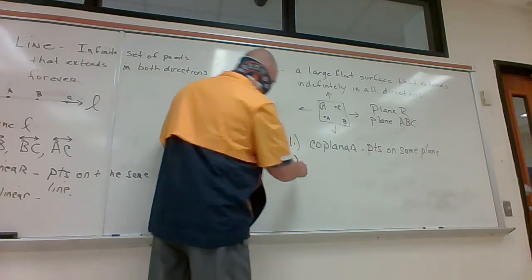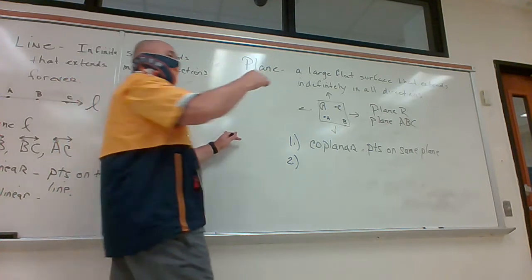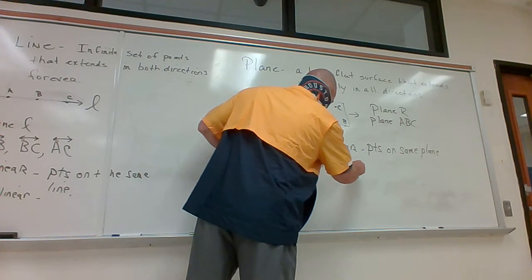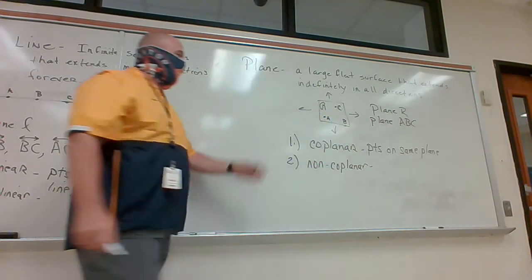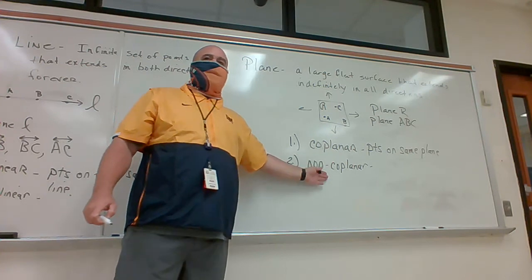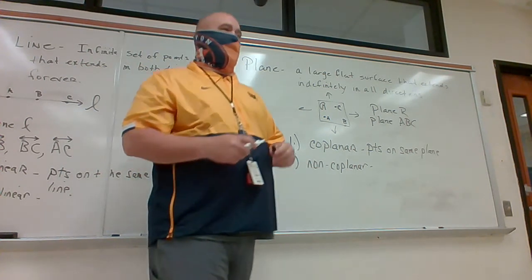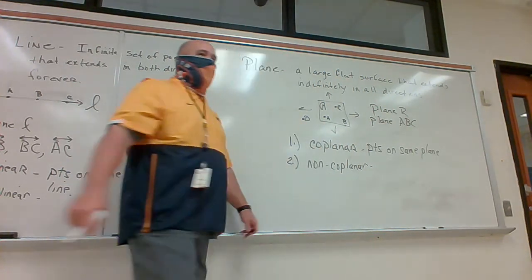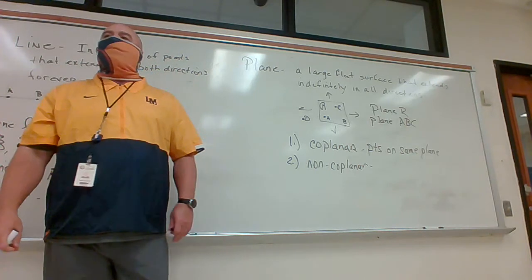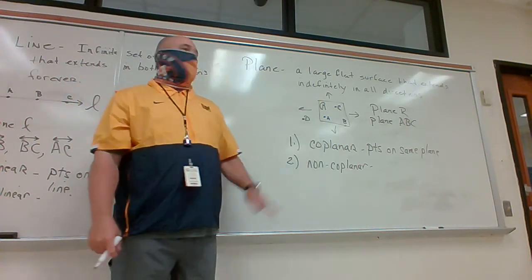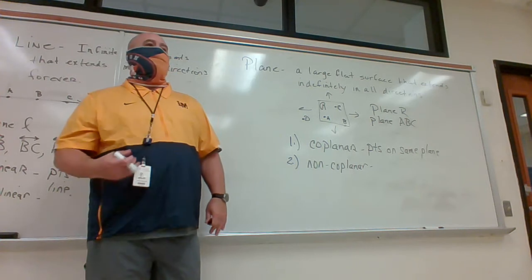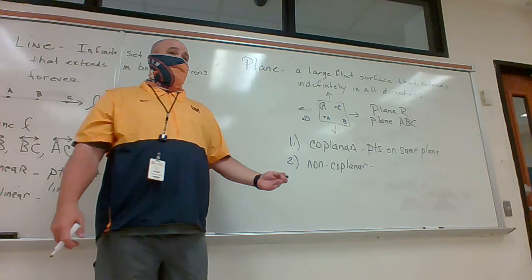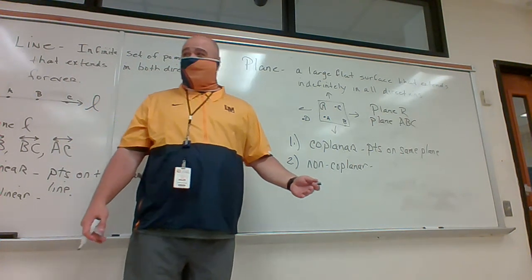Number two, you have coplanar, then you have non-coplanar. If coplanar meant points on the same plane, what does non-coplanar mean? Not the same plane. Very good. So I can have point D out here, and I can ask the question, what point is non-coplanar with plane R? D, because it's not in the plane. Simple enough. First day of geometry, not that difficult, right?